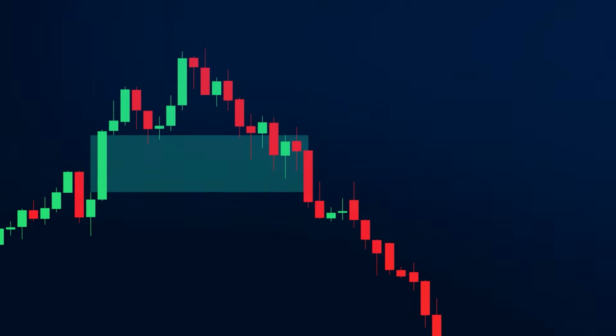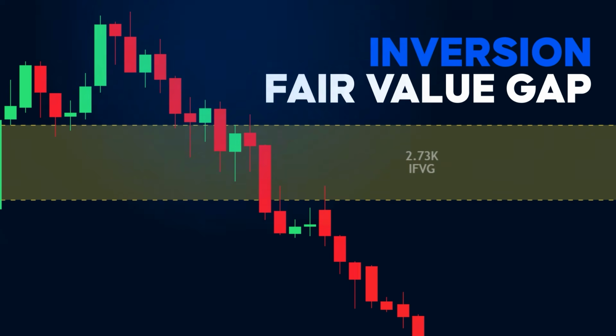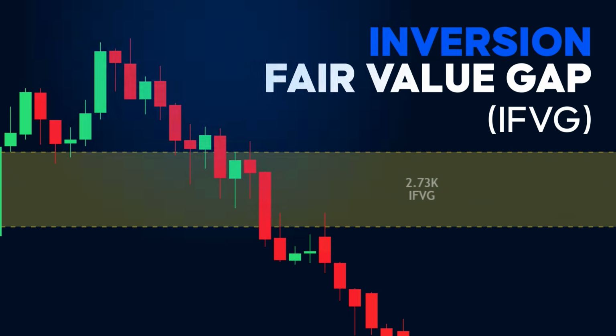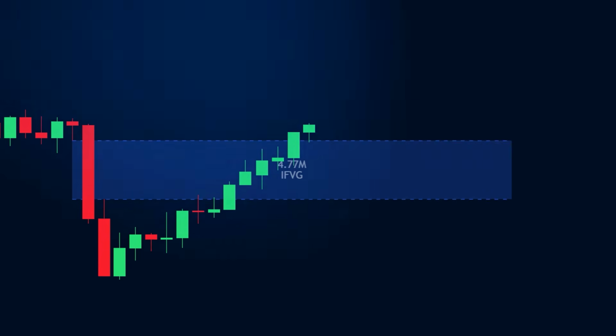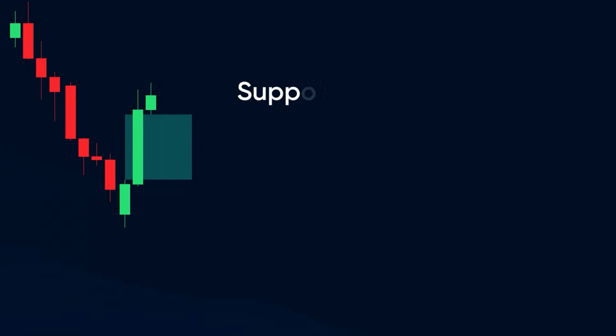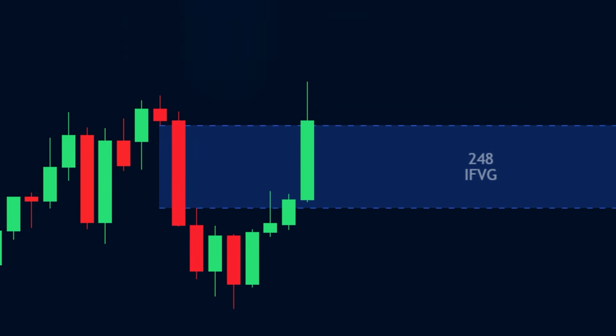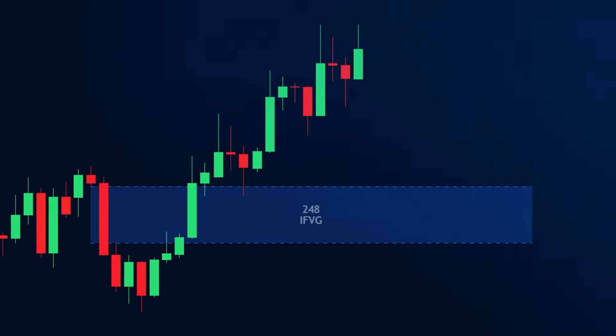Big mistake, because it's not failure, it's the flip. And that flip creates something called an Inversion Fair Value Gap, or IFVG. That's when a normal gap breaks, flips sides, and turns into one of the sharpest entry levels you'll ever trade. Support turns into resistance, and resistance turns into support. And when you spot that flip in real time, you unlock deadly trade setups with precision.